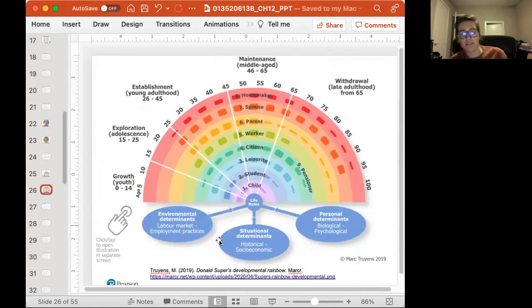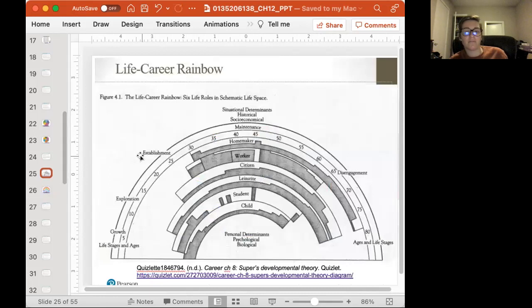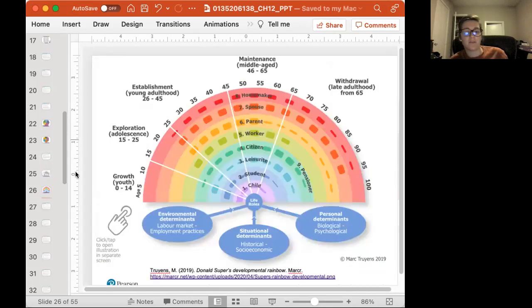And so like the last slide talks about, there are environmental, situational, and personal determinants that affect the development of these different life roles. And if I remember correctly, Super calls these different theaters in which we develop. And I believe that there was a primary 4 that he referred to. So growth, exploration, establishment, disengagement, right? Okay, so that's that image.